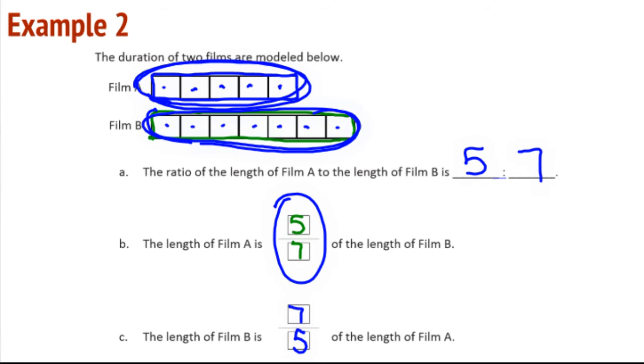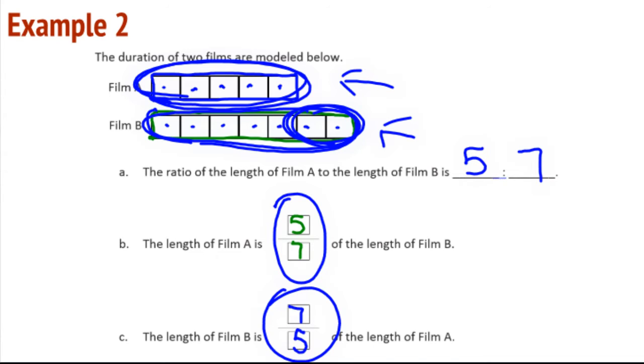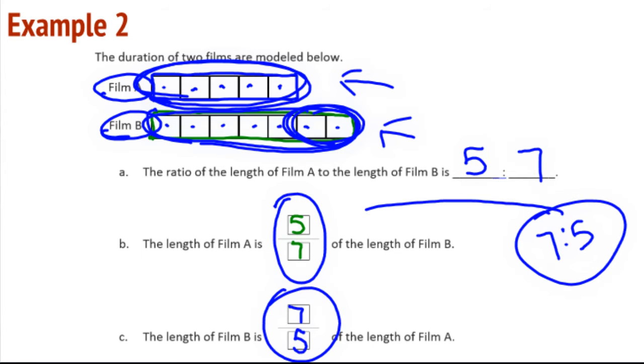5/5 would be film A, but we have 2 more. So we have 7/5. So once again, we have built this connection. We've got this ratio, this 5 to 7. Or we could turn it around and say the ratio 7 to 5 if we were talking about the ratio of film B to film A.